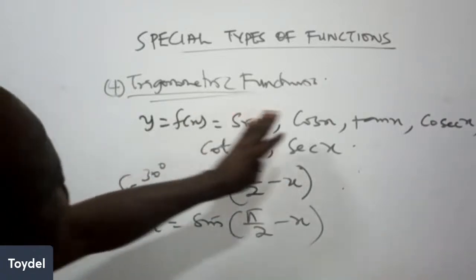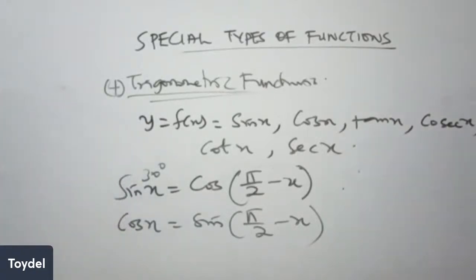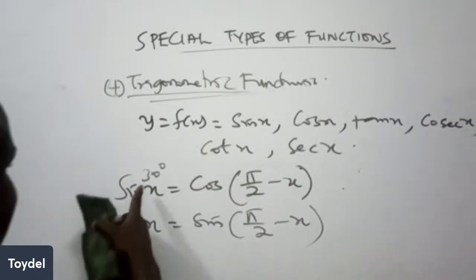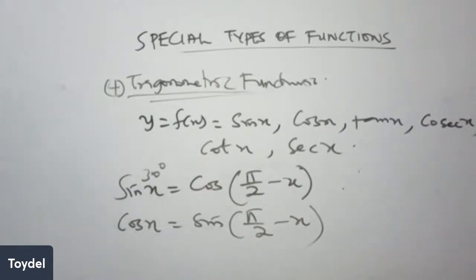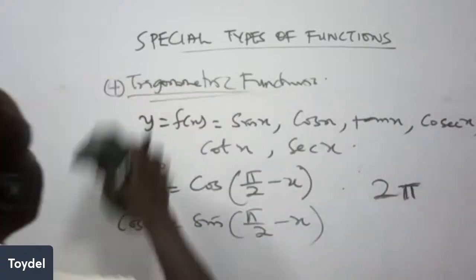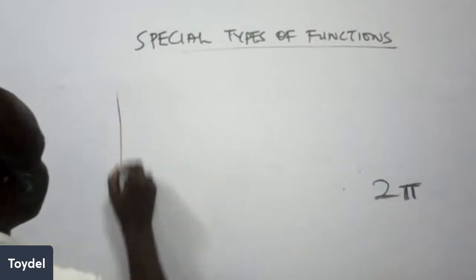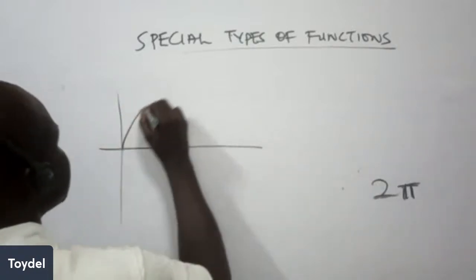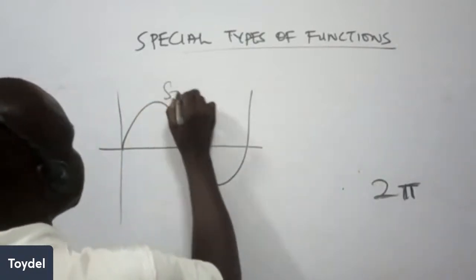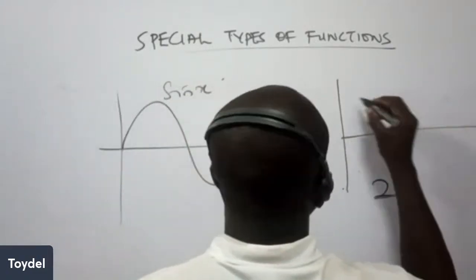So if you have any of these functions, they are referred to as trigonometric functions. And you should also know that trigonometric functions are periodic. Like the sine curve now, sine and cosine curves have a period of 2 pi. When you check their curves, they have a period of 2 pi. This is the curve of sine, and the cosine is of this order.